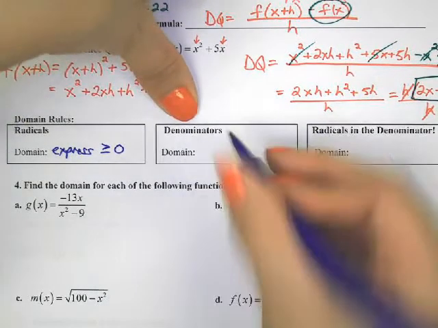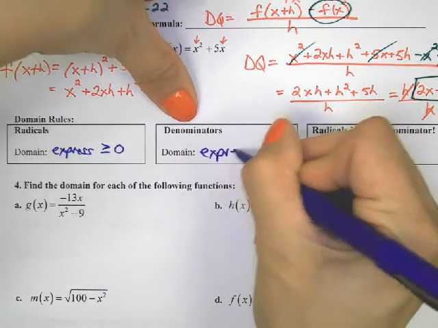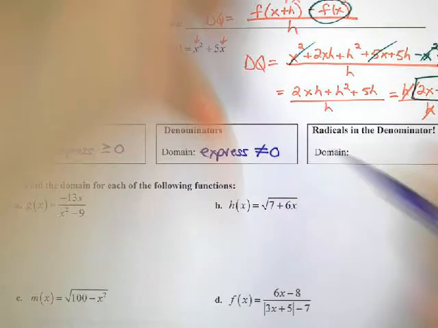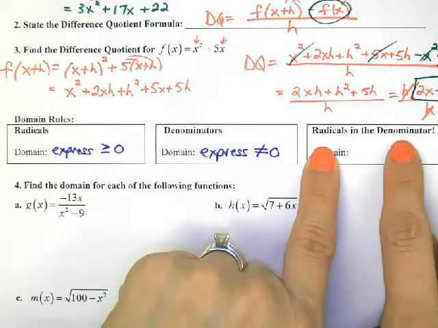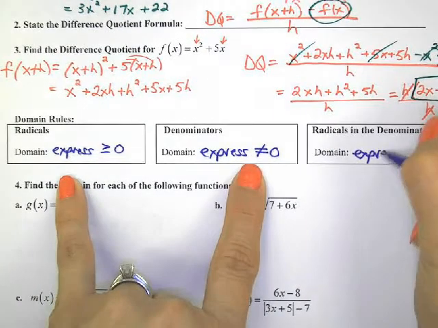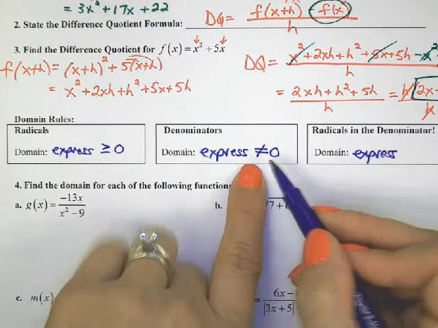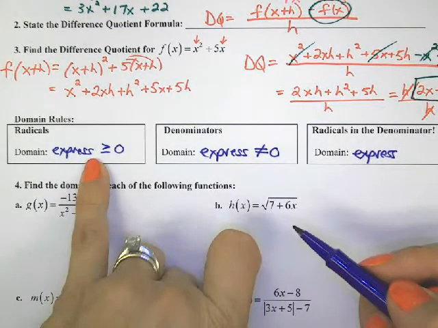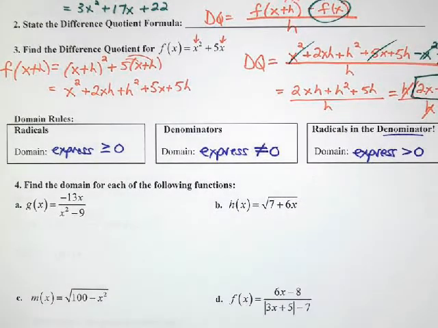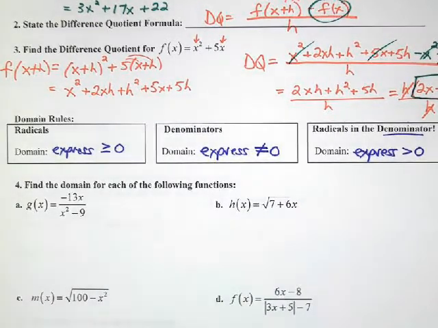If you're in the denominator, what do denominators not like? They do not like to equal 0. Now, if you're a radical in the denominator, if you're both of these cases together, then you have to think of both of them. Don't equal 0, don't be negative. So if you're in the denominator, it's just greater than 0. Let's work through a couple of examples here.